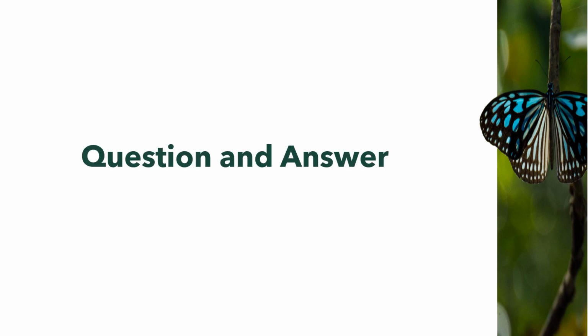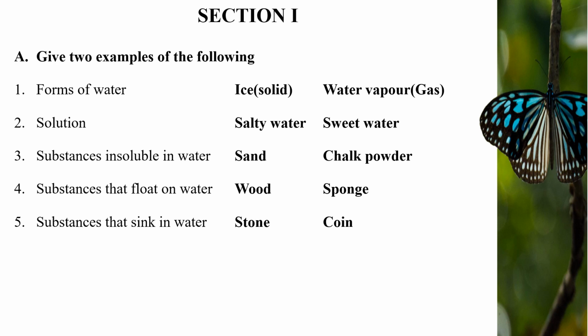Let's start with the question answers. Give two examples of the following. First, forms of water: ice, which is in solid form, and water vapor, which is in gas form. Second, solution: salty water and sweet water. Third, substances insoluble in water are sand and chalk powder. Fourth, substances that float on water are wood and sponge. Fifth, substances that sink in water are stone and coin.